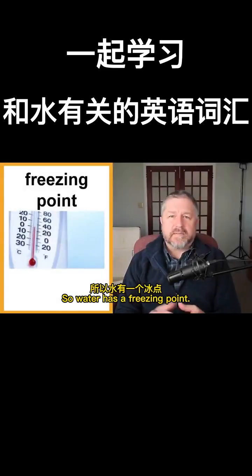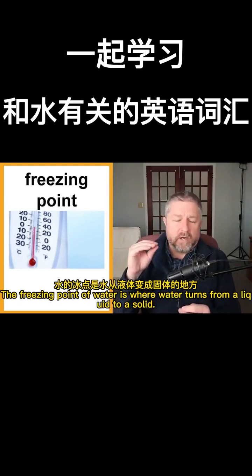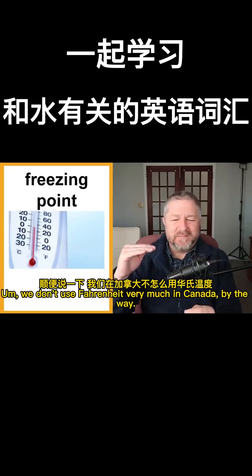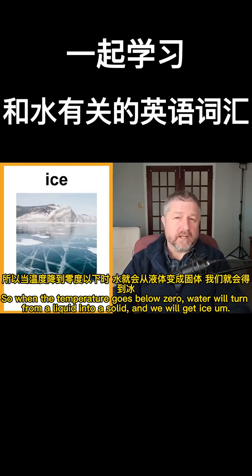So water has a freezing point. The freezing point of water is where water turns from a liquid to a solid and we have ice. The freezing point for water is 0 degrees Celsius or 32 degrees Fahrenheit. I hope I got that right. We don't use Fahrenheit very much in Canada, by the way. So when the temperature goes below 0, water will turn from a liquid into a solid and we will get ice.